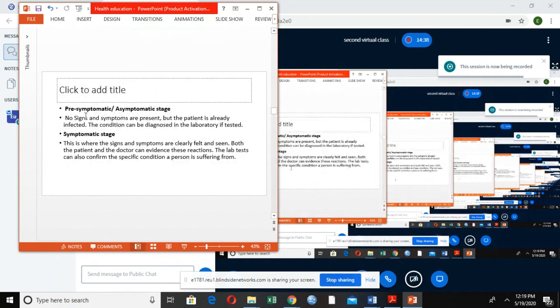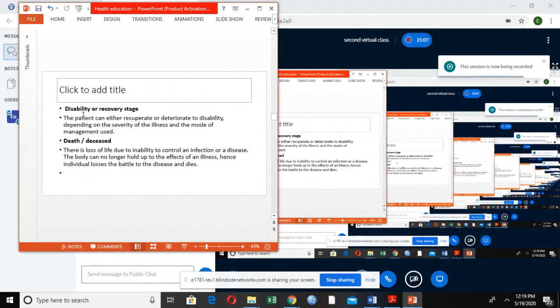Then you have the pre-symptomatic or asymptomatic stage. No signs and symptoms are present, but the patient is already infected. The condition can be diagnosed in the laboratory if tested. Then the symptomatic stage. This is where the signs and symptoms are clearly felt and seen. Both the patient and the doctor can evidence these reactions. The lab test can also confirm the specific condition a person is suffering from.